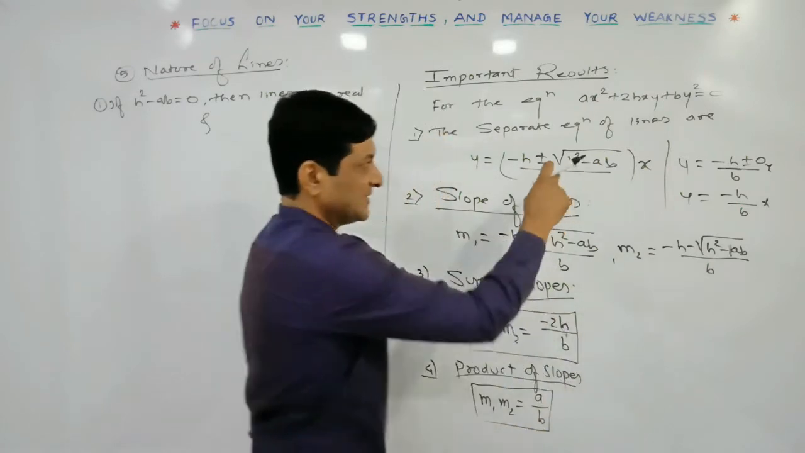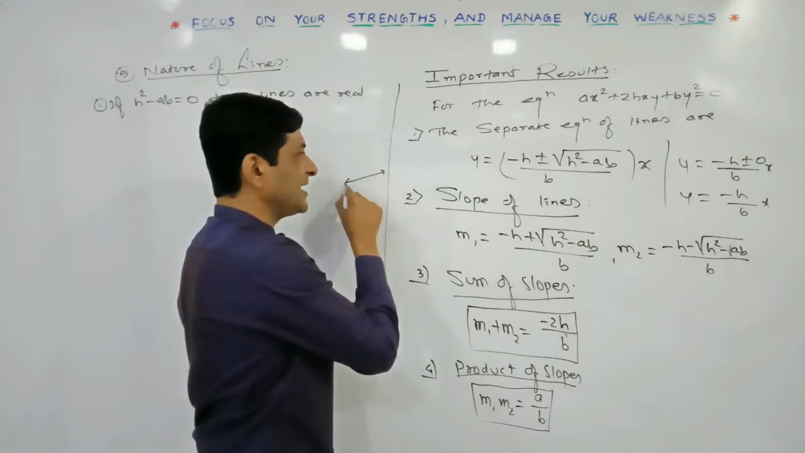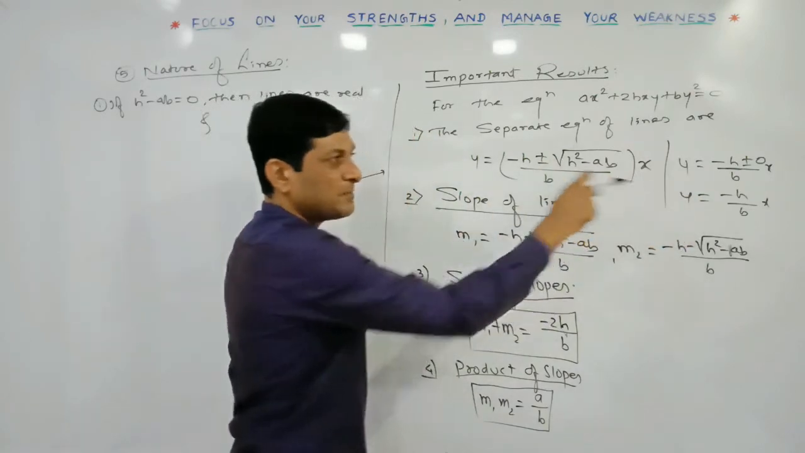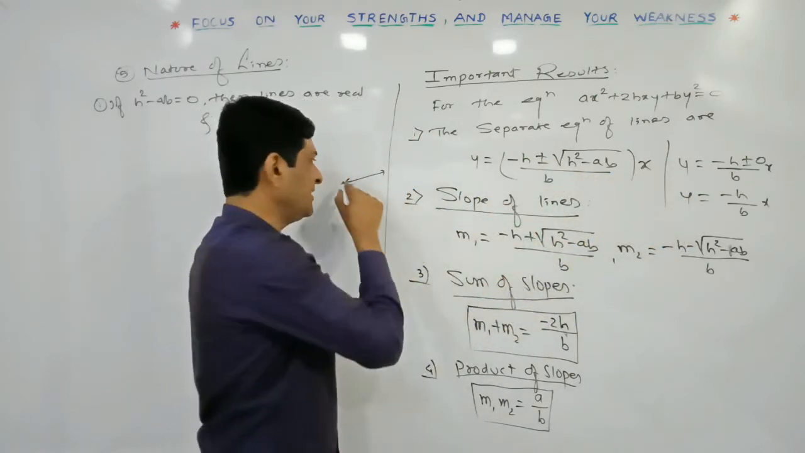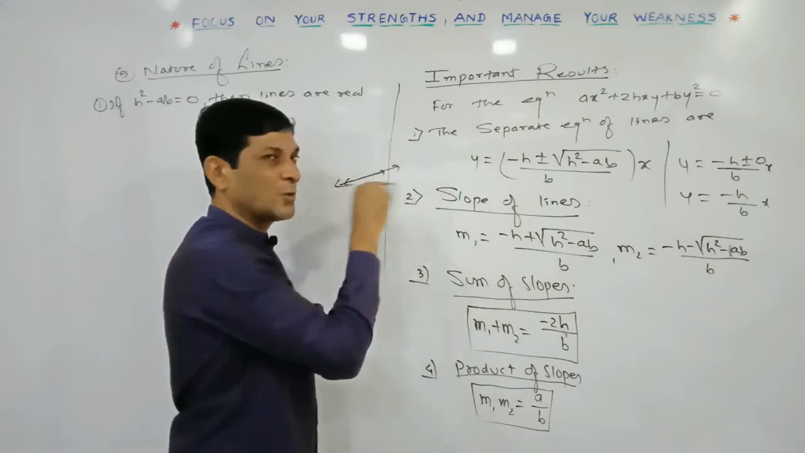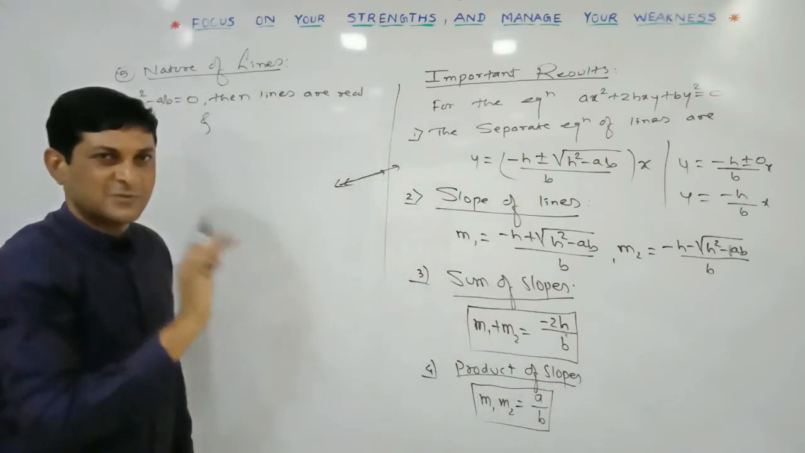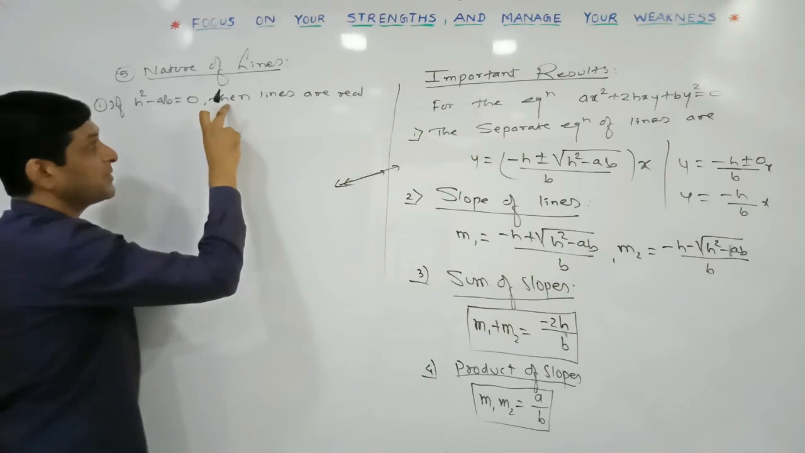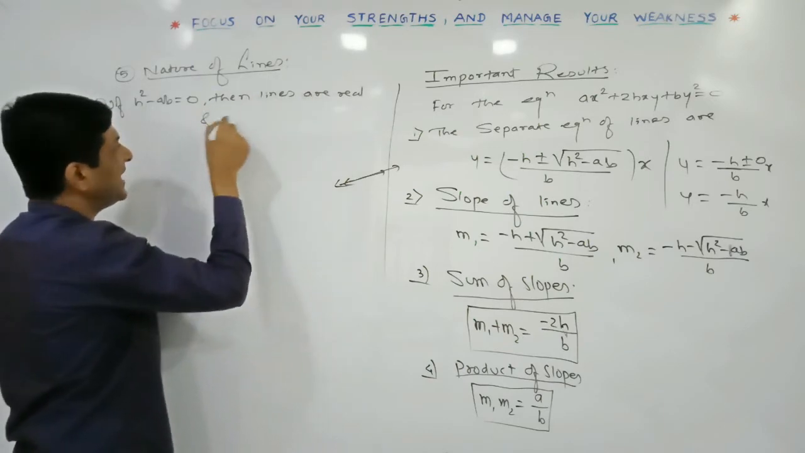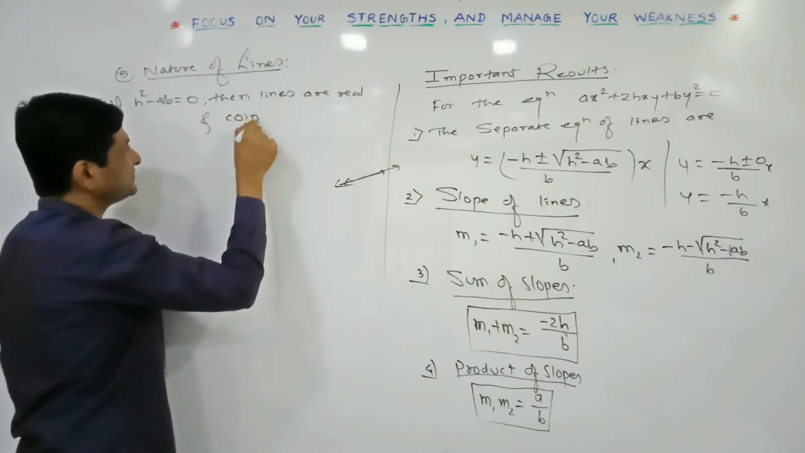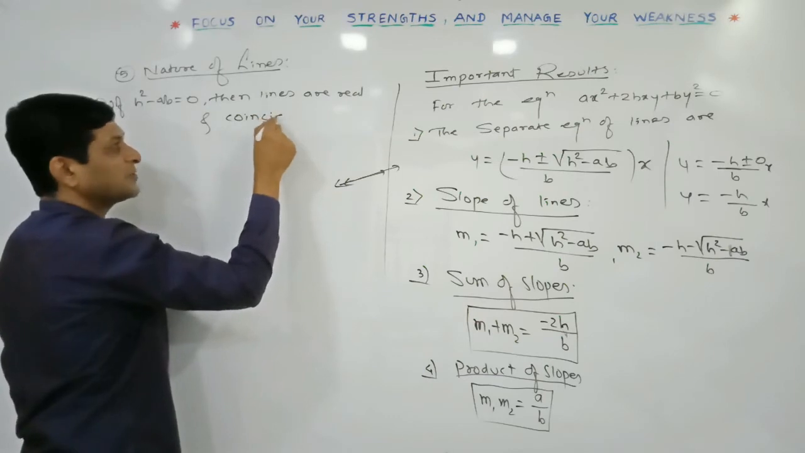In the first case, in case of plus we are getting the same equation, and in case of minus also we are getting the same equation. Means here both the lines are what? Coincident, because in both cases the equations are what? Same. So that's why we can say that lines are real and coincident, or we can say that they coincide.